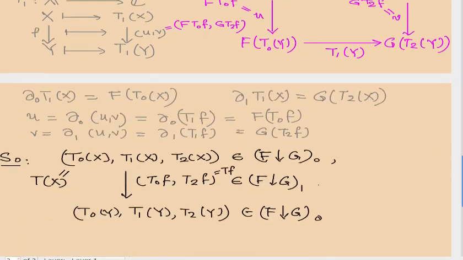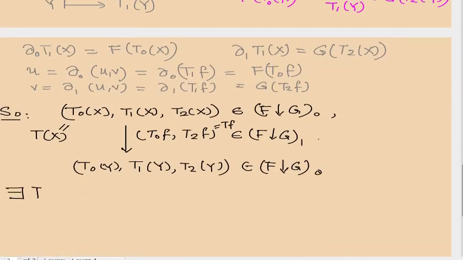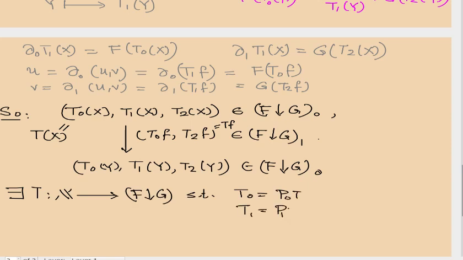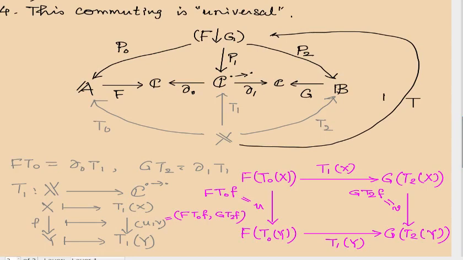So therefore, there exists a morphism from here to here, such that T0 is P0t, T1 is P1t, and T2 is P2t. And indeed, one can show that this is unique. So there exists a unique morphism which makes this commute. So this produces the uniqueness. Okay.